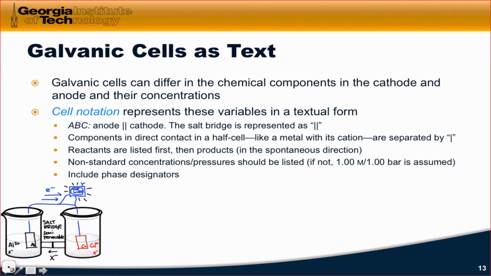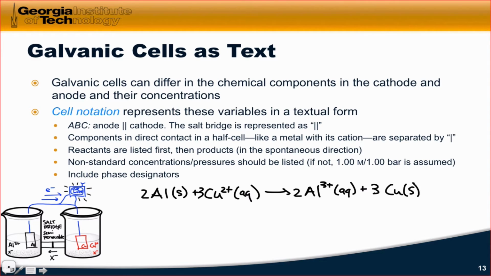Let's practice writing cell notation for the example of our aluminum-copper cell that we've seen before. So this copper-aluminum cell involved the spontaneous oxidation of aluminum metal by copper 2+ ions, which are in solution and have that nice blue color. Spontaneously, 2 aluminum atoms are oxidized to form 2 aluminum 3+ cations. 3 copper 2+ ions are then reduced to form 3 atoms of copper metal solid, which plate out onto the piece of copper metal. So this is the direction of spontaneous chemical change. The reaction goes spontaneously in this direction within the cell.